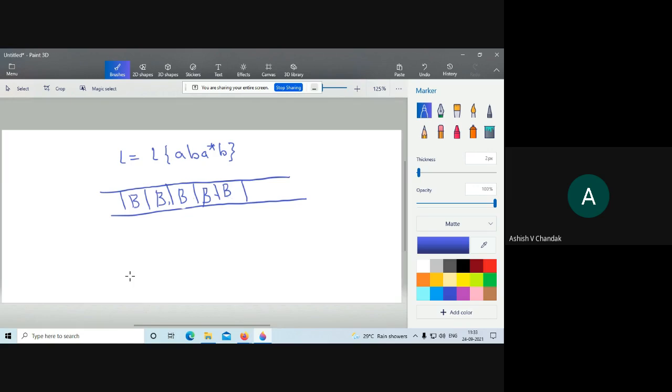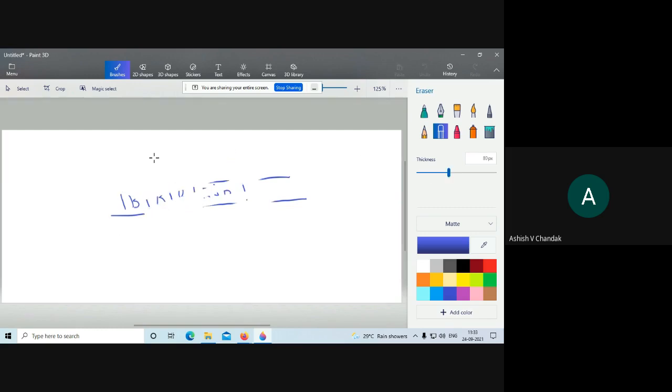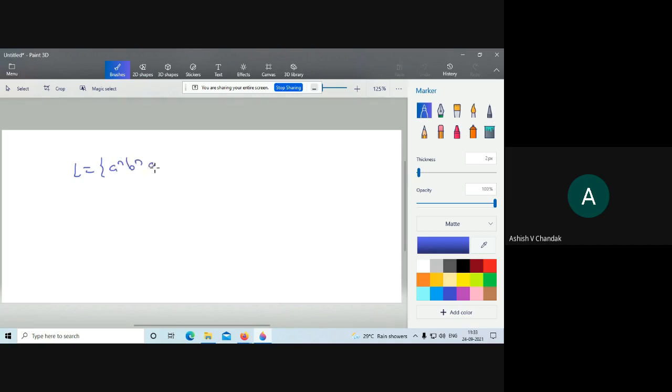Some problems require you to move the head from left to right to left, and there are some problems where there is no need to move the head back. Now the next question is L = {A^n B^n A^n B^n, where n is greater than or equal to 1}.